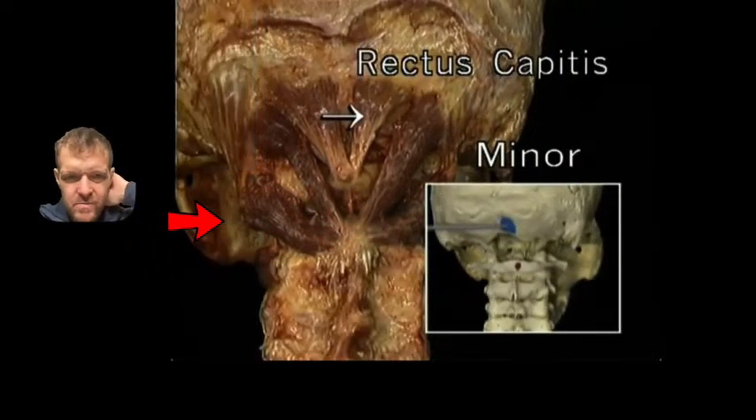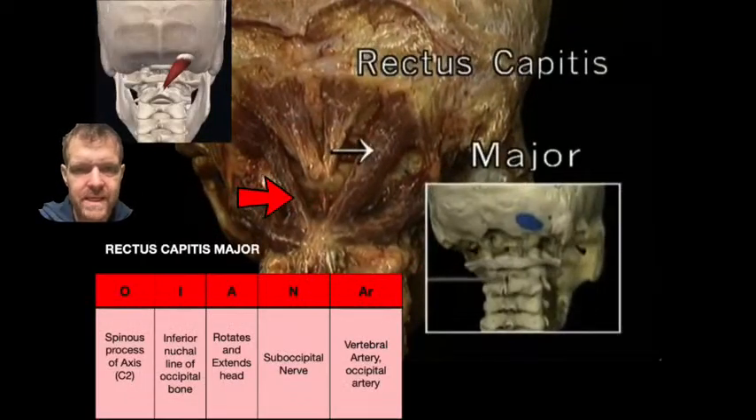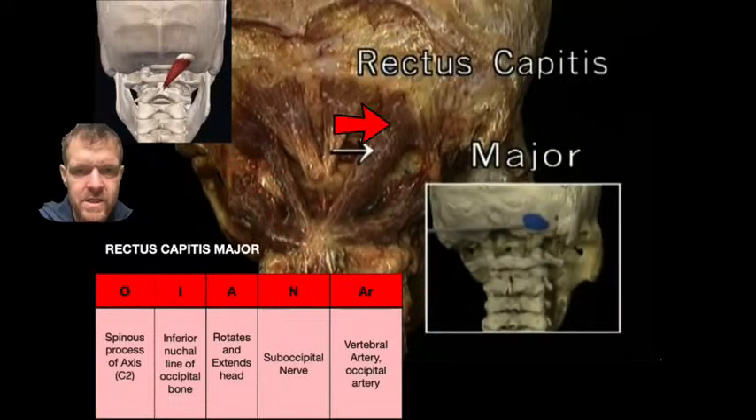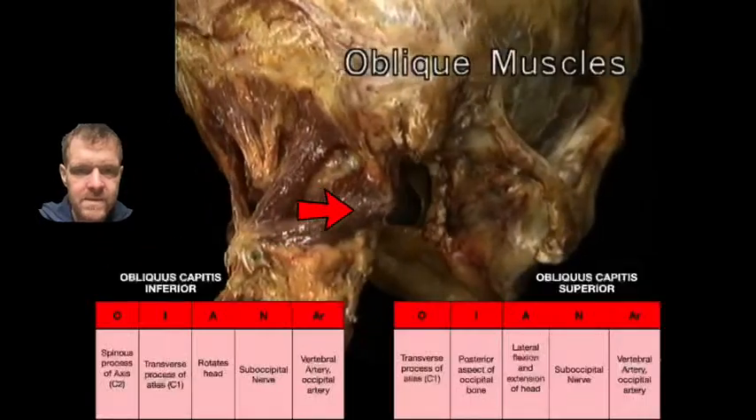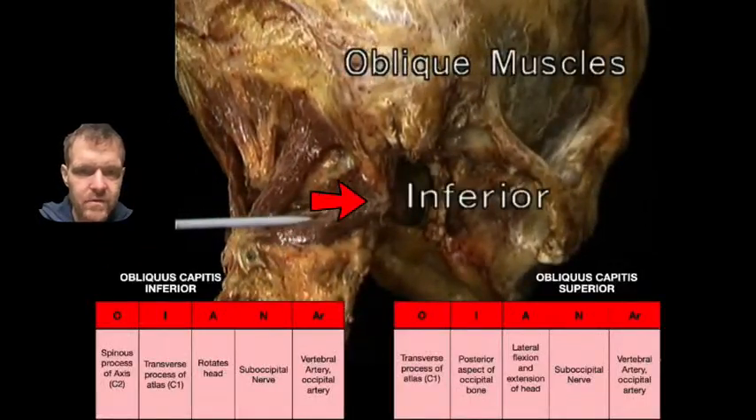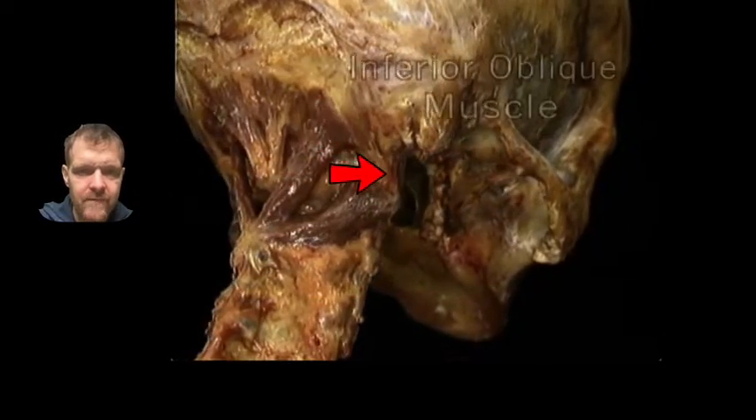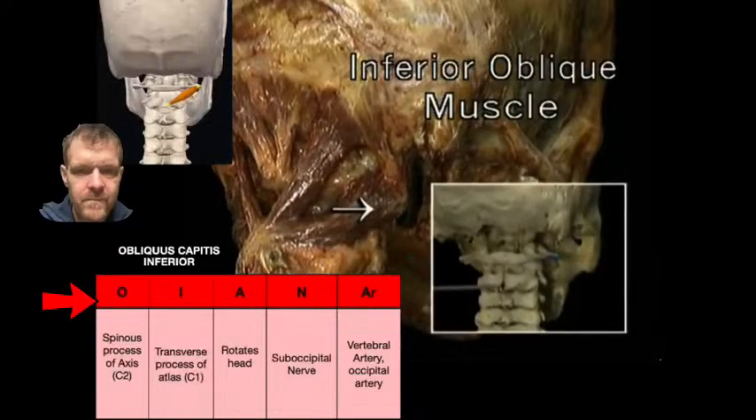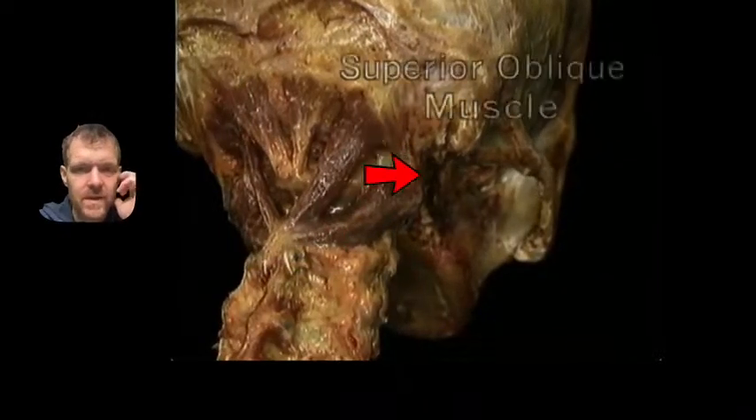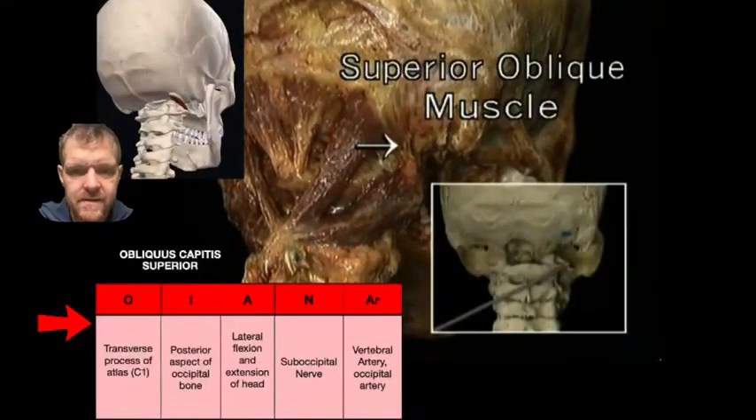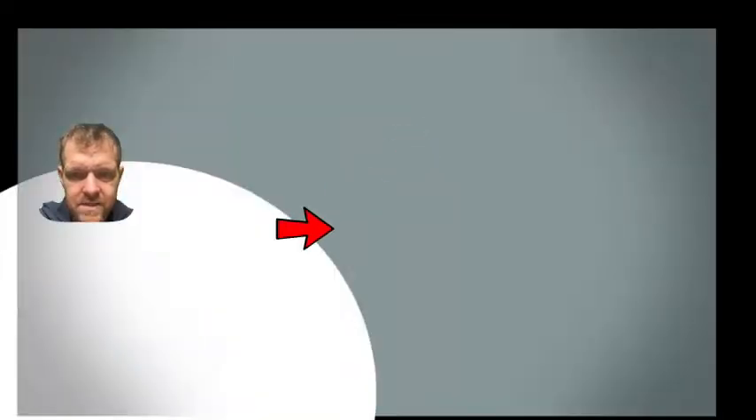These are in such a small space. They look really massive on this image here, but they're in such a small space really. So that's your major just there. And then when we come around to the side, there's the oblique. So the inferior oblique, that one there, and then superior oblique, that one there. Okay, so this one is the one that will help with rotation, and then the other one was extension and lateral flexion. You can see it just attaches on the base of the skull there.